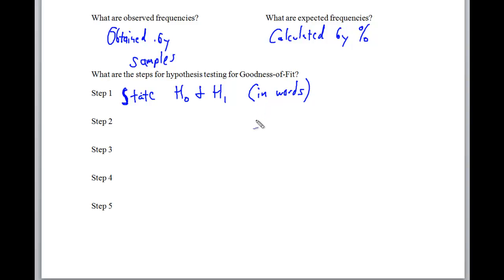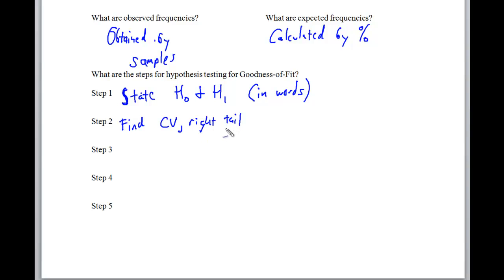So the null hypothesis and the alternative hypothesis will come from the story problem. Step 2 is to find your critical value. And your critical value will always be a right tail test, and the reason is that chi-square is always positive. So there's not going to be a two-tail test.